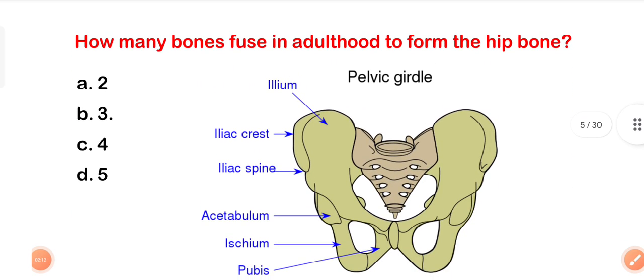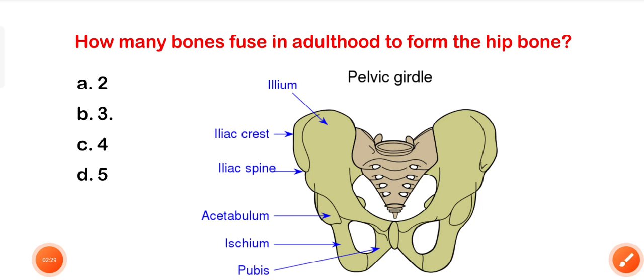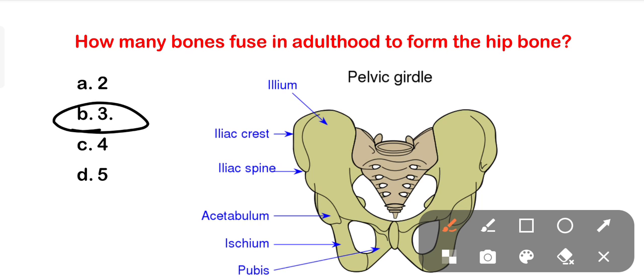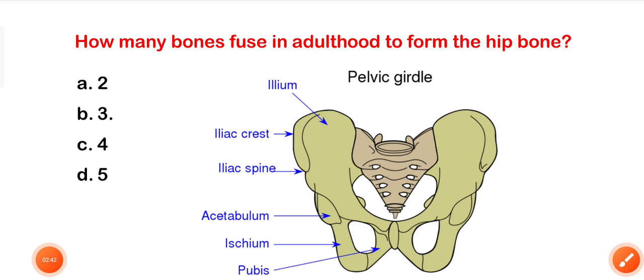So the next question is how many bones fuse in an adult to form a hip bone? So how many bones need to fuse to form the hip bone? Options are option A 2 bones, option B 3, option C 4, option D 5. So the right one is option B. Option B is 3 bones. Those are ilium, ischium and pubis. These 3 bones fuse together and form what is called the pelvic bone.